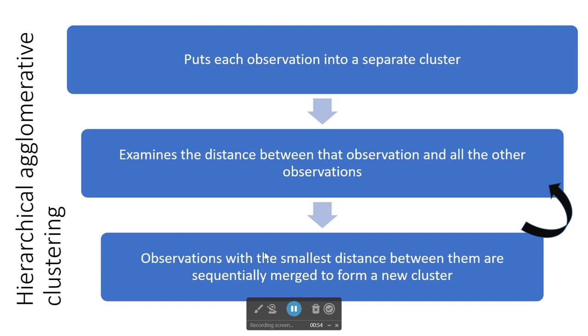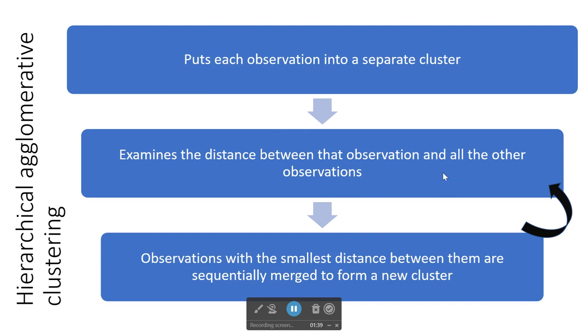Observations with the smallest distance between them are combined into a new cluster. After that, it reassesses the distance of that observation to all the other observations, identifies observations with the smallest distance between them, and merges these observations into a new cluster. Then it repeats this step again, examining the distances and forming new clusters.